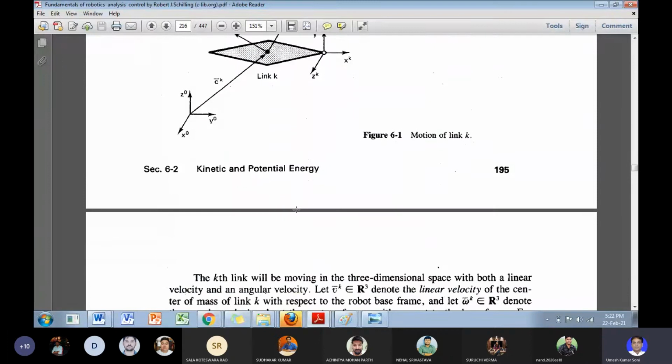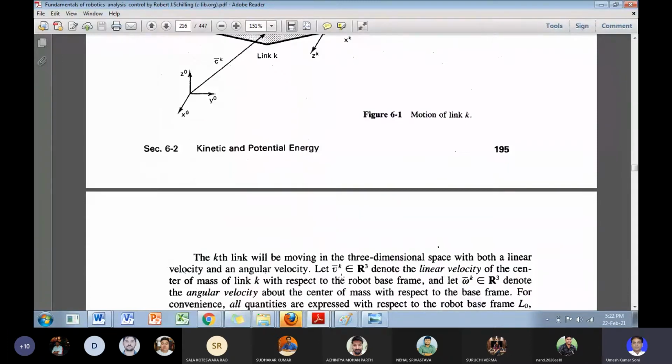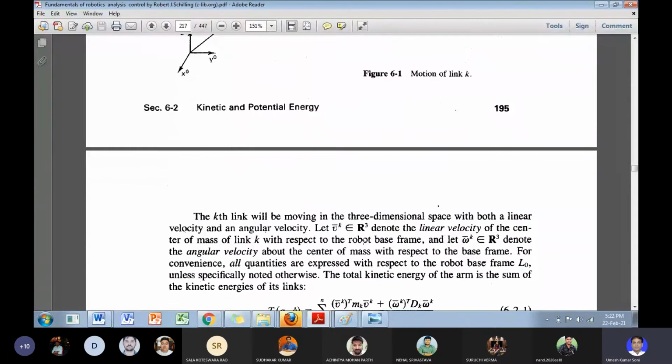So vk represents the linear velocity of the center of mass with respect to the base frame, and omega k is the angular velocity of the center of mass of the link with respect to the base frame. Understood? Is it clear?